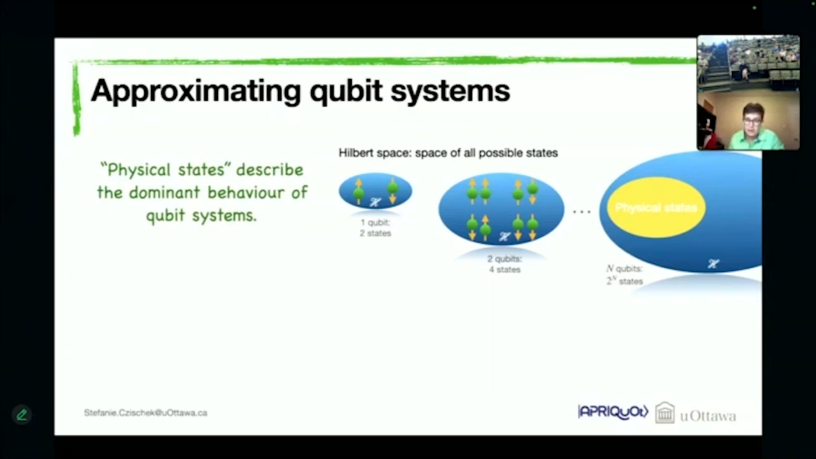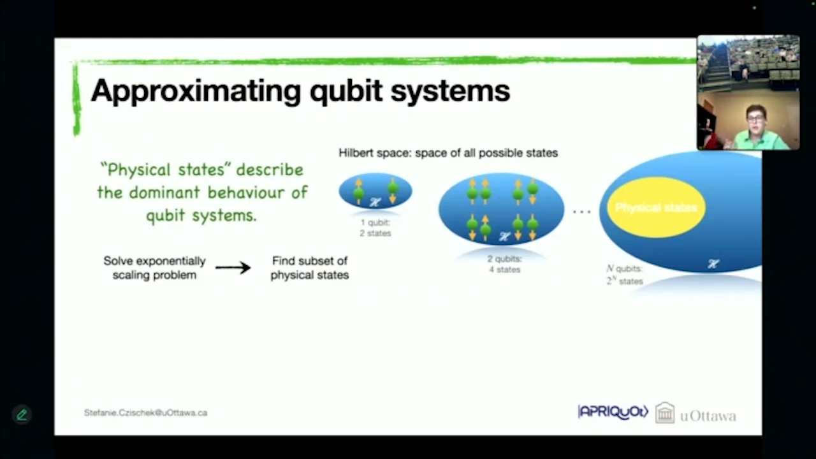And so we need to find an approximate but accurate description of our qubit systems, or our Rydberg atom arrays in our examples. And we can do this by, instead of taking all these exponentially many states into account, focusing on a subset, which we call the physical states. And the physical states are just the ones that describe the dominant behavior of our qubit system. And so if we have the subset of physical states, we have an accurate approximation of our qubit system. So now we have shifted our task from solving an exponentially scaling problem to just finding the subset of physical states. And once we have found it, we can approximately describe our system.